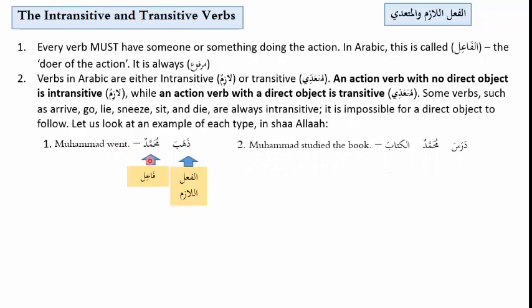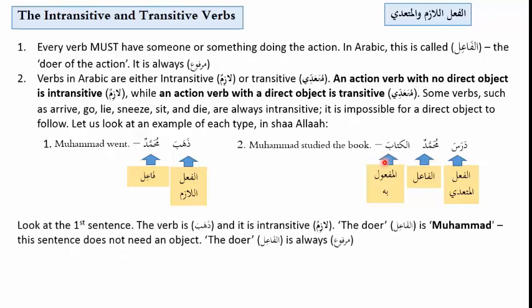On the other hand, we have Muhammad studied the book. Darasa Muhammadun al-kitaba. Here we have al-fi'l al-muta'addi, which is darasa. Muhammadun al-fa'il. He is the fa'il. He is the one who studied the book, right? And the book is therefore the object. Al-maf'ulu bihi. Al-maf'ulu bihi is the object, right? And it is always mansub, as we're going to see, inshallah.